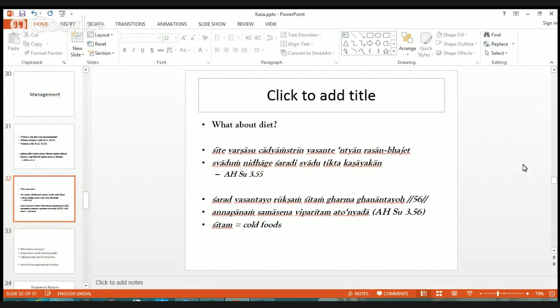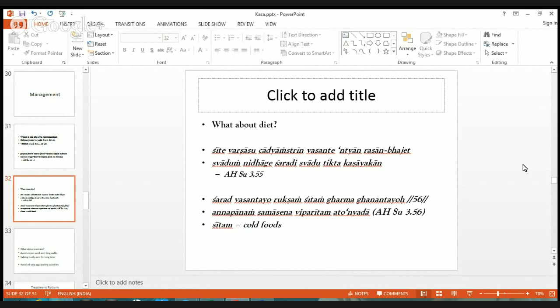What about the diet? The diet is also described. Shite Varshasu Chadyam Strin, Vasante Antyan Rasan Bhaje, Swadum Nidhage Sharadi, Swadu Tikta Kashayakan. So, it is described that in the winter season and the rainy season, one should adopt the first three tastes, that is the sweet, sour, and salty tastes. Vasante Antyan Rasan. In the spring season, the last three tastes, that is the bitter taste, pungent taste, and the astringent.